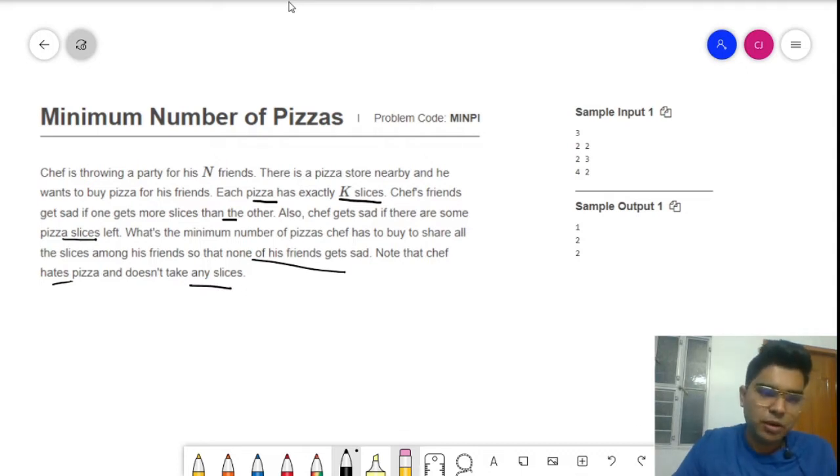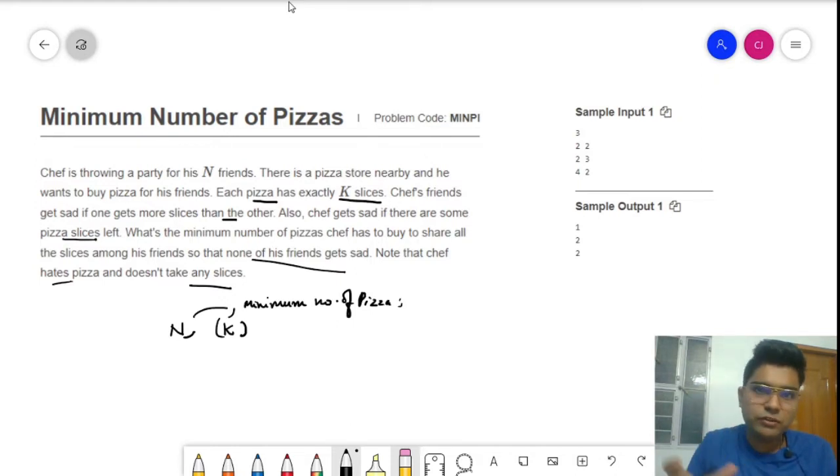So basically the problem is that there are n friends and there are k slices in each pizza. And we want to get the minimum number of pizzas such that each and every friend consumes an equal amount of slices and also there are no slices left.